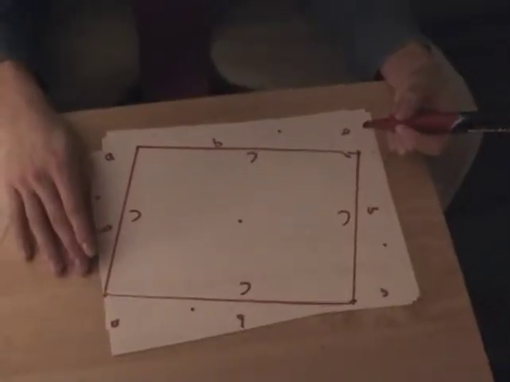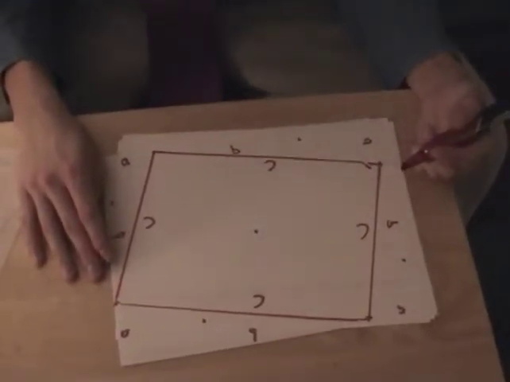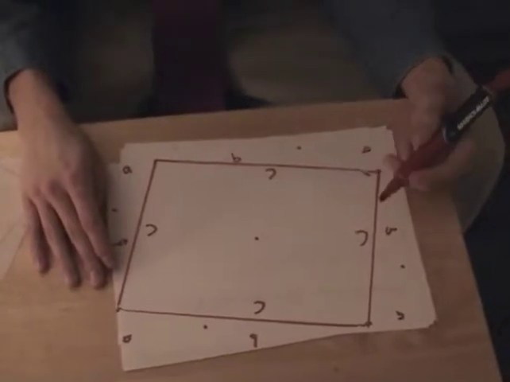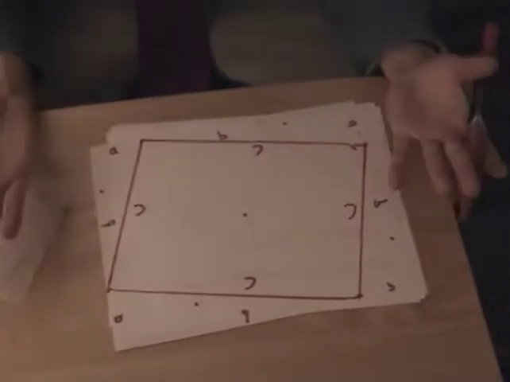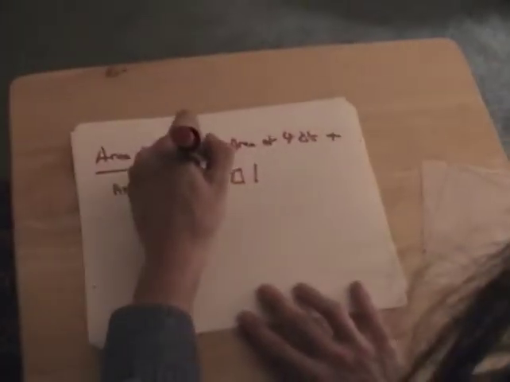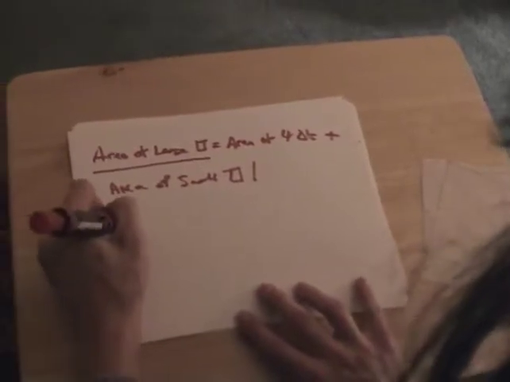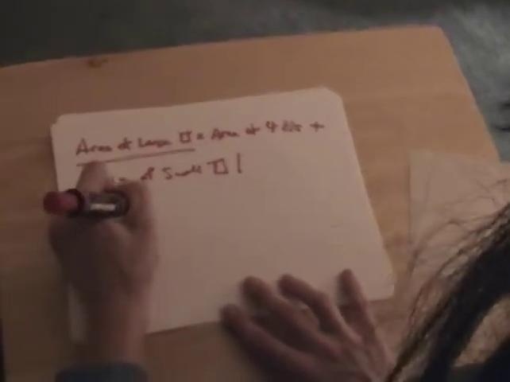Well, what is the area of the large square? It would be the quantity of a plus b squared. Well, let's plug it in. The area of the large square equals a plus b quantity squared. Well, what does that equal?